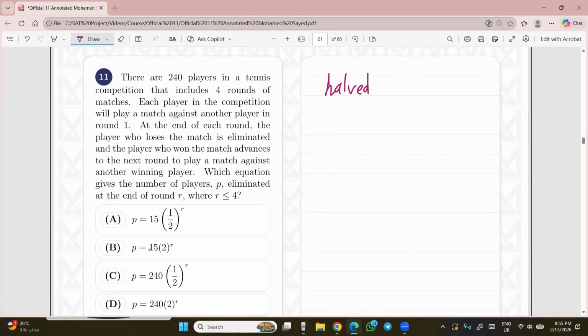If we have 8 winners and 8 losers, the next time will be 4 winners from the 8. So every time we have them. Half means this number b is half. So y, or as mentioned in the question, P, number of players, equals A. A is the initial. What is the number we started with? We started with 240. There are currently 240. This is A, the initial number, and b is halved always. And then the exponent is r instead of x, as you can see. So letter C is your answer.